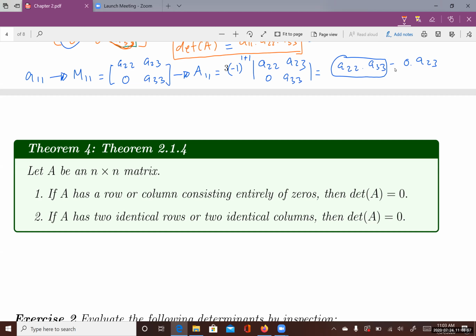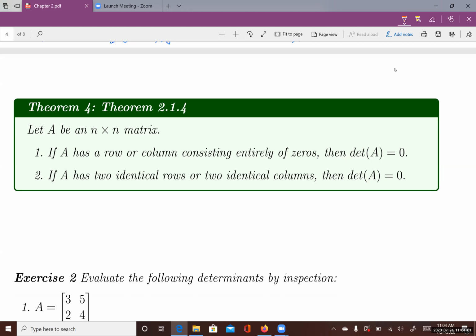Now the next theorem tells us that if you have a square matrix A that has a row or a column consisting entirely of 0, then the determinant of A is 0. Makes sense. If you have a 0 column or row, just pick that row or column to find the determinant. It turns out the determinant should be 0. Or if you have 2 identical rows or 2 identical columns, then the determinant of A also equals 0. You can try to show this using one of the examples, or you can prove by induction that if you have 2 identical rows or identical columns, then the determinant of A equals 0.